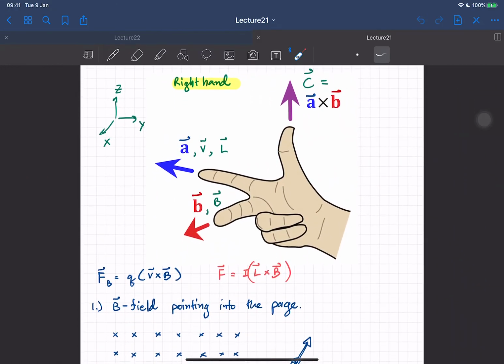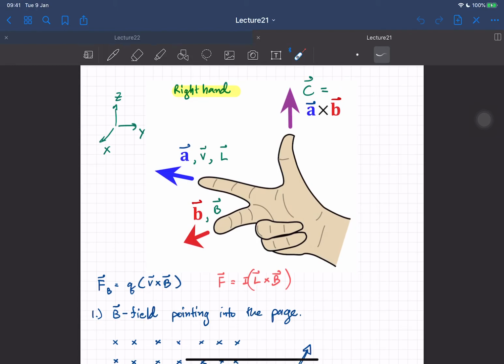One visual aid that you can use is the right hand rule to figure out the cross product. So you just take your right hand. It has to be the right hand. If you take the left hand, you get the wrong direction. You take the right hand, and you have to use three fingers: the index finger, the middle finger, and the thumb. And they are all perpendicular. This is what we call a mutual perpendicular configuration.